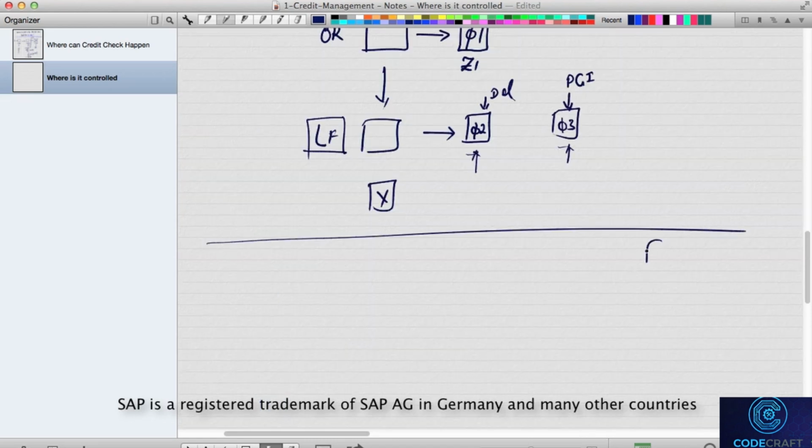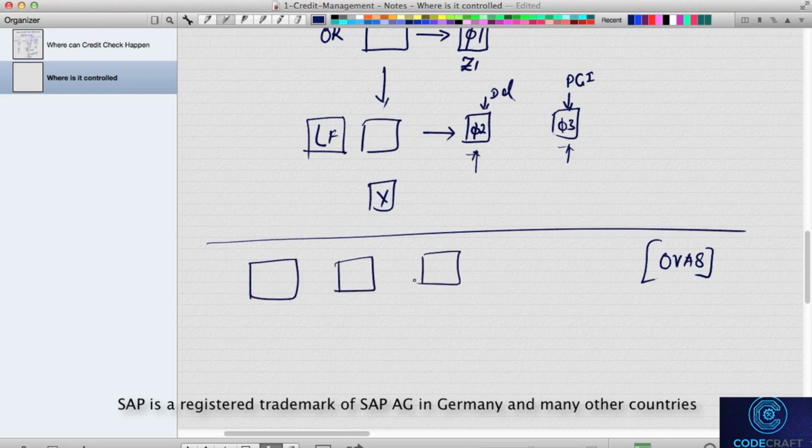Now what do these credit groups do? If you go to OVA8, which is the transaction code to control credit management, you'll see that there are three main parameters that control how credit management happens. One is the credit control area. The second is credit group. And the third is the risk category.